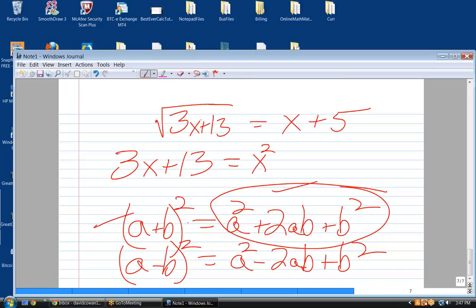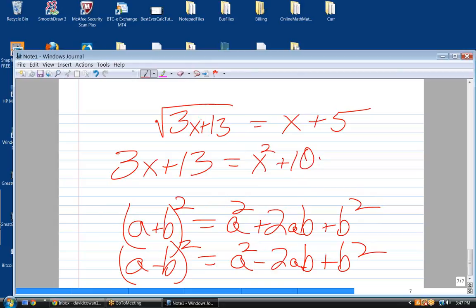Notice the only difference between a plus b squared and a minus b squared is the sign on the middle term. It's the only difference. So then it would be plus 10x. There you go. 45. Being able to do that in one step is going to save you a lot of seconds on the ACT exam and just in doing higher math in general, only because you have to do it so much.